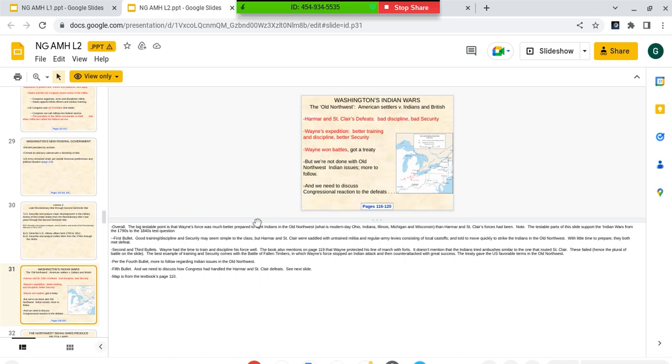and it talks about starting with Harmer and St. Clair's defeats. So basically Harmer and St. Clair and also Wayne were all doing the same thing. They were trying to go up north, trying to establish American sovereignty, trying to get into Canada, invade Canada, but Harmer and St. Clair were defeated. They had really bad results, whereas Wayne had really good results, and he even led to a treaty being drawn. That's what's testable here. Understanding that Wayne was good, Harmer and St. Clair were bad. They led to a lot of losses.